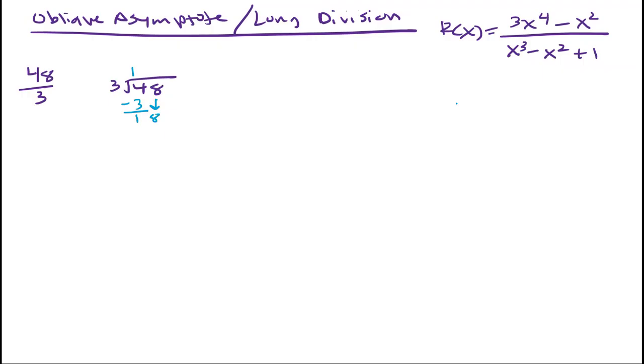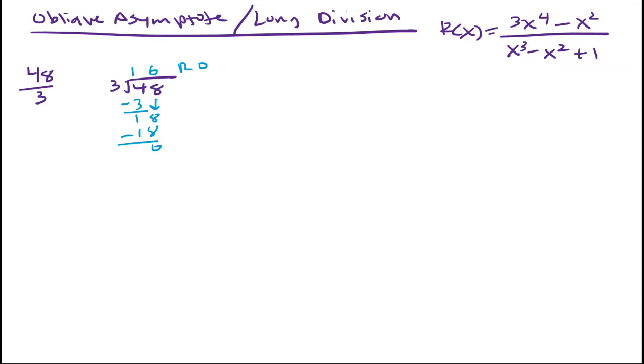And then we're going to, again, find a factor that we can multiply to 3 to give us 18. And that would be 6. So 6 times 3 is 18. Subtract, and that'll give us 0, right? So the remainder here is 0. Okay. So we're going to follow the same process as we did in this particular case in the long division, okay, for a rational function. All right.